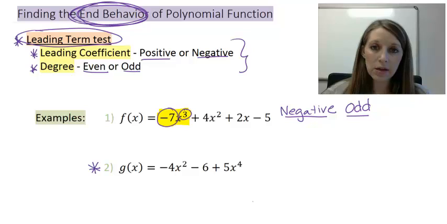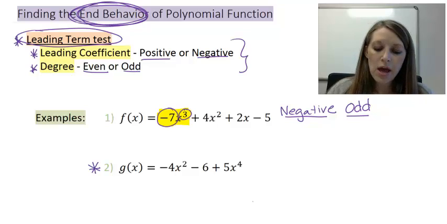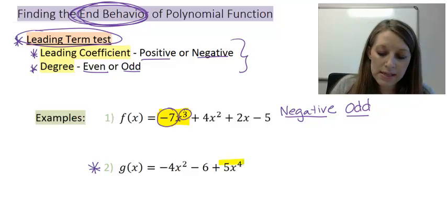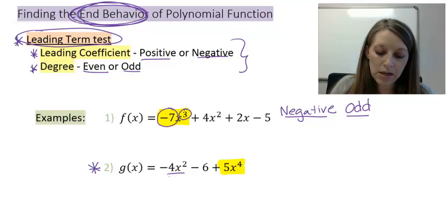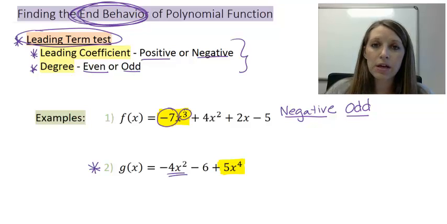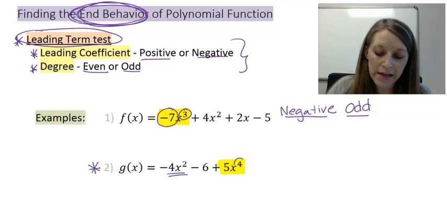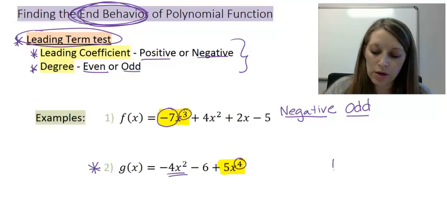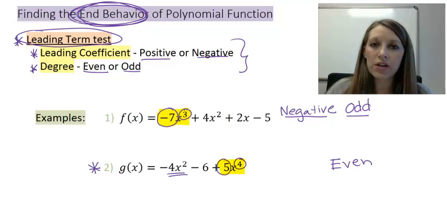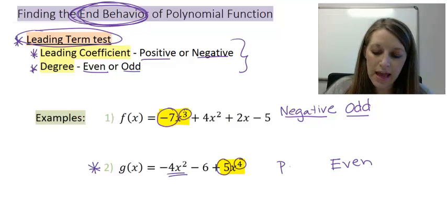Okay, so this one's a little bit more complicated, but not much, because our leading term is actually at the end of the polynomial. This is not written in descending order, so if you picked your leading term to be this here, that is incorrect because we always want the one with the highest exponent. Now our exponent, or our degree here, is 4, so our degree is even. And our leading coefficient is 5, so this is a positive even polynomial.